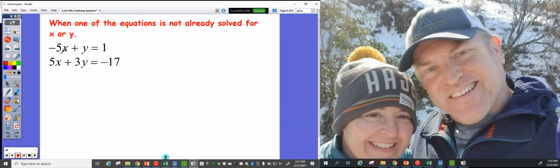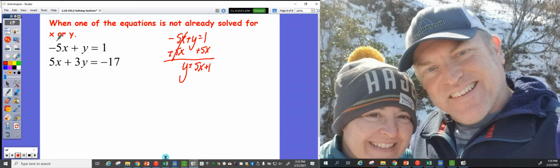Okay? Now, in both of them, in one of these equations, the variable will already be without a number in front of it, kind of deal. So I have negative 5x plus y equals 1. I'm going to solve this one for y because it's really only one step. I just add this 5x to both sides. And so y equals 5x plus 1.